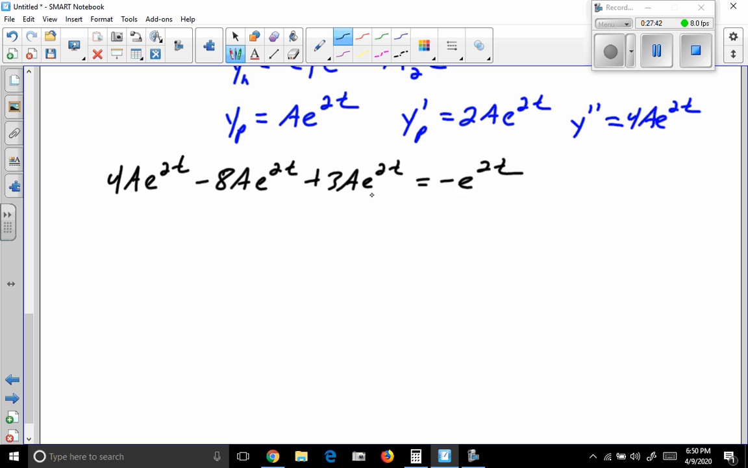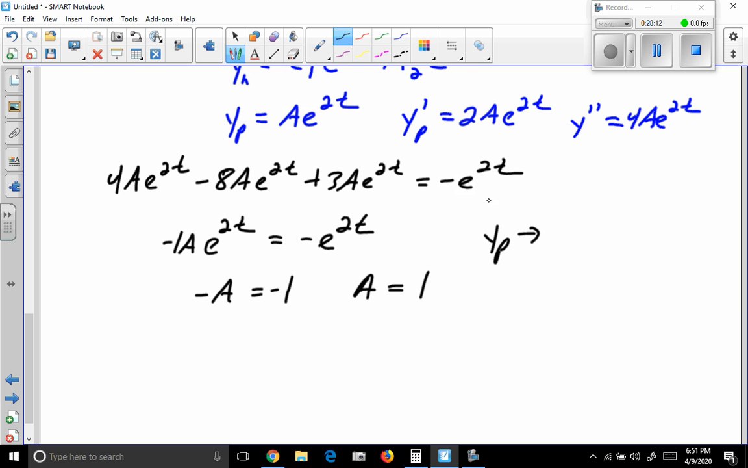So if we combine like terms on the left side, all of these are e to the 2t's. So we have 4a minus 8a, that's minus 4a plus 3a, so minus 1a equals minus e to the 2t. So in order for these two to match, our coefficients have to match, so minus a has to equal negative 1, thus a is 1. So our particular solution is 1 e to the 2t.